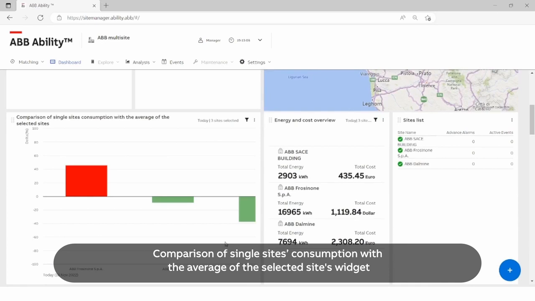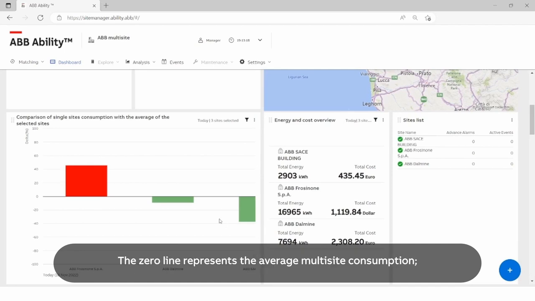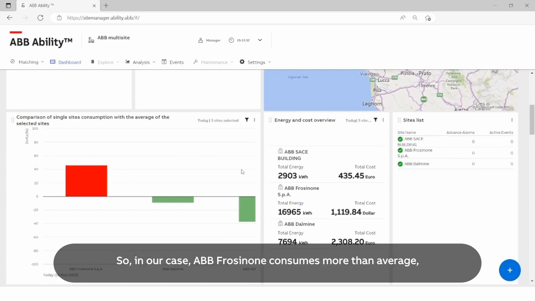The Comparison of single sites consumption with the average of the selected sites widget shows the difference in the energy consumption for the selected sites with respect to their average consumption. The zero line represents the average multi-site consumption, the red color means that the site is consuming more than the average and the green one is consuming less than average. So, in our case, ABB Frosinone consumes more than average, but the other two sites consume less.